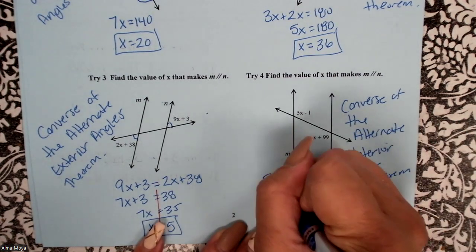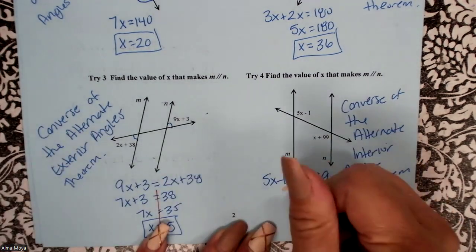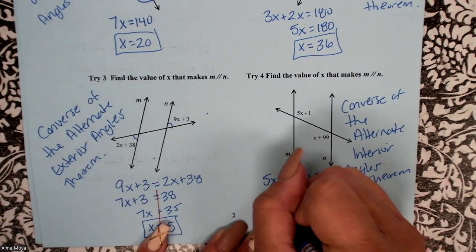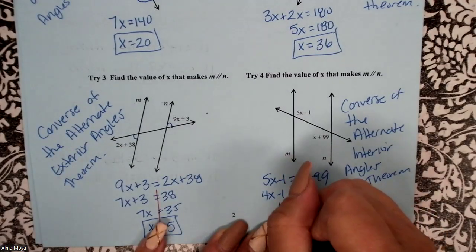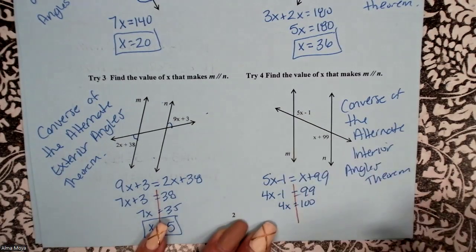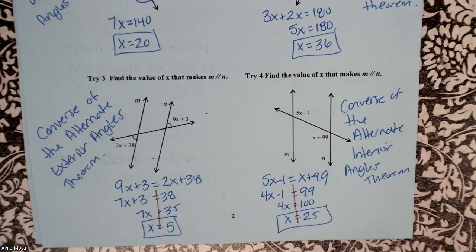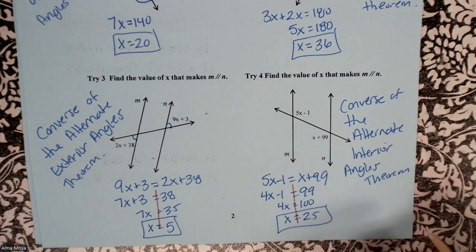So I'm going to set 5X minus 1 equal to X plus 99. I'm going to subtract X from both sides. So I'm left with 4X minus 1 equals 99. I'm going to add 1 to both sides. So 4X equals 100. And then divide by 4. So X equals 25. So as long as X equals 25, this theorem applies.